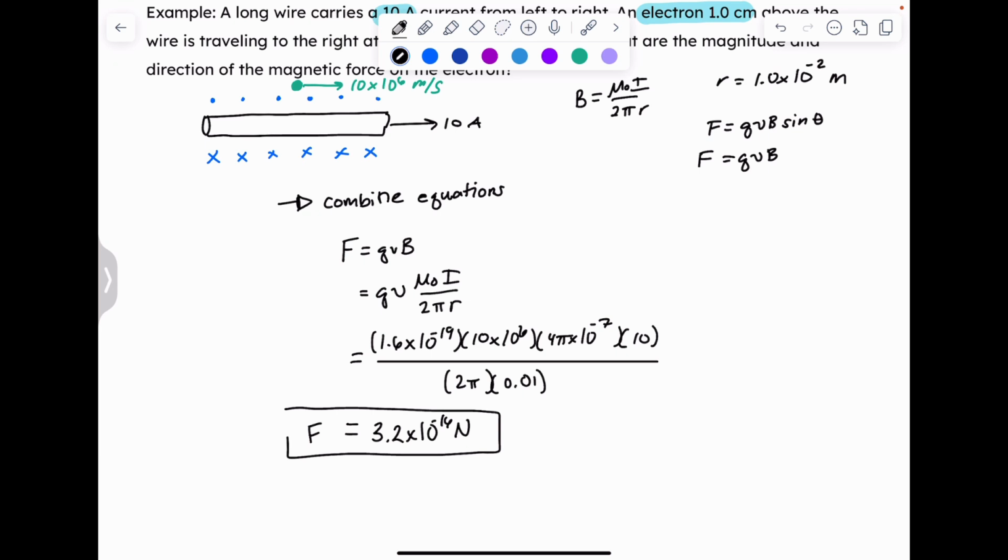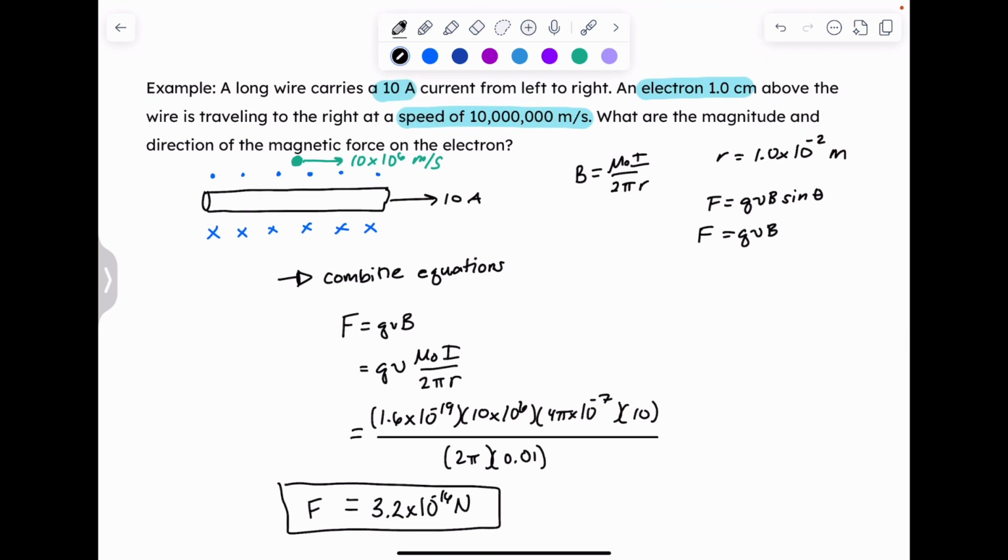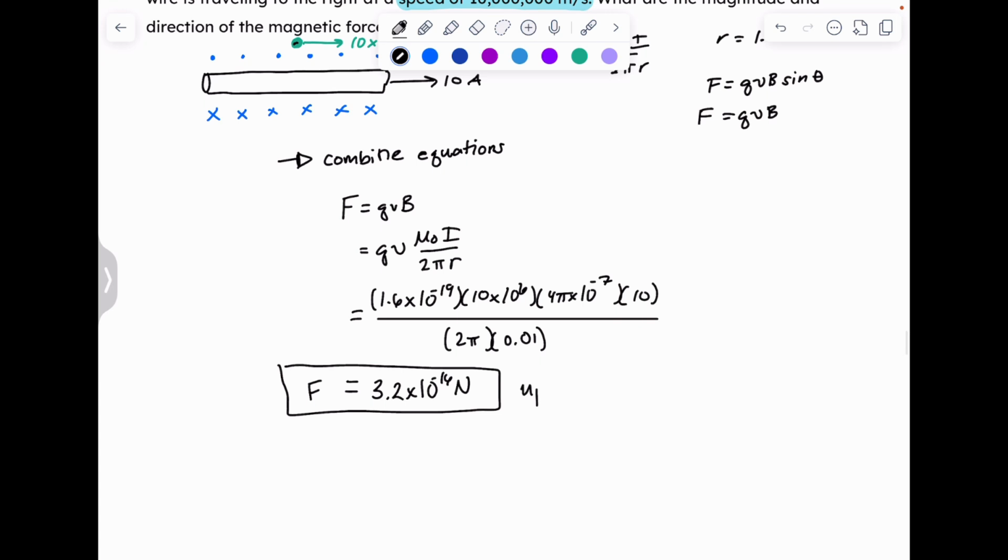And then we're going to use our right-hand rule. Where that electron is, my velocity is going to the right, so I point my thumb that way. My magnetic field is coming out of the page, so I point my finger out of the page. And then my force is pointing down. But it's an electron, so I have to flip my middle finger to point up. This is going up.